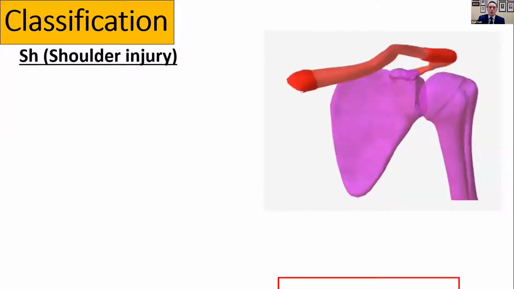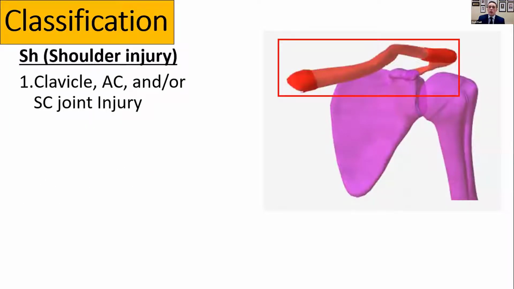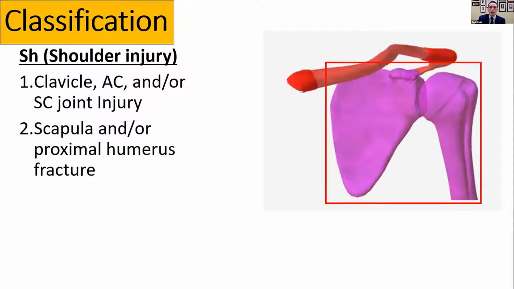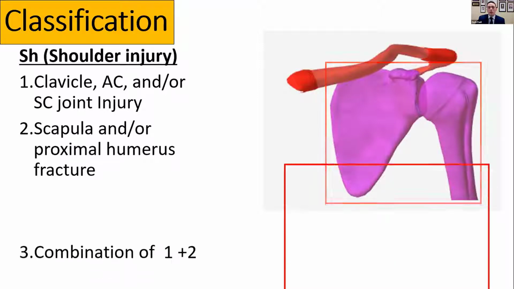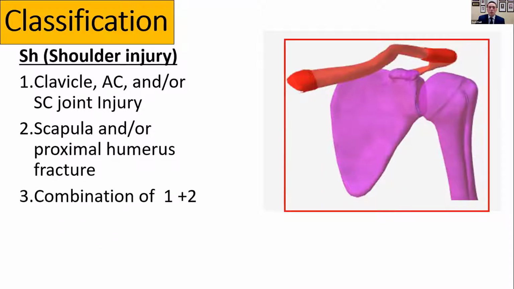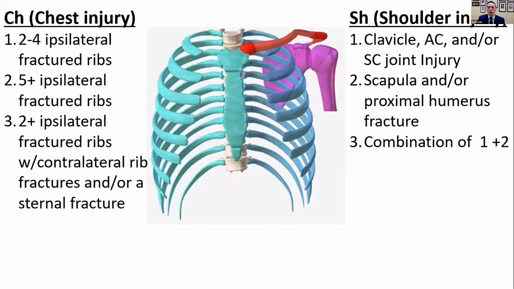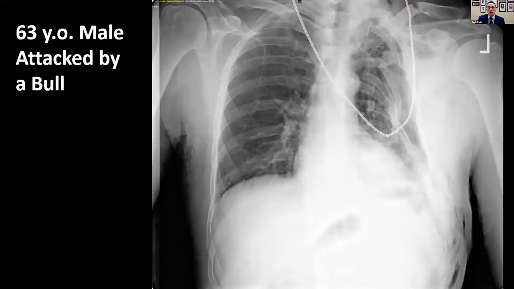So our SHA becomes SHA 1, clavicle, AC, and or SC joint injury. SHA 2 would be a scapula and or proximal humerus fracture. And then SHA 3 would be a combination of 1 and 2. And so going through this, we have 3 categories for each of the 2 sections. I think if my math's right, that gives us 9 total categories to go through. So in summary, you could have any combination of a SHA and a CHA to give you our designations for this classification.